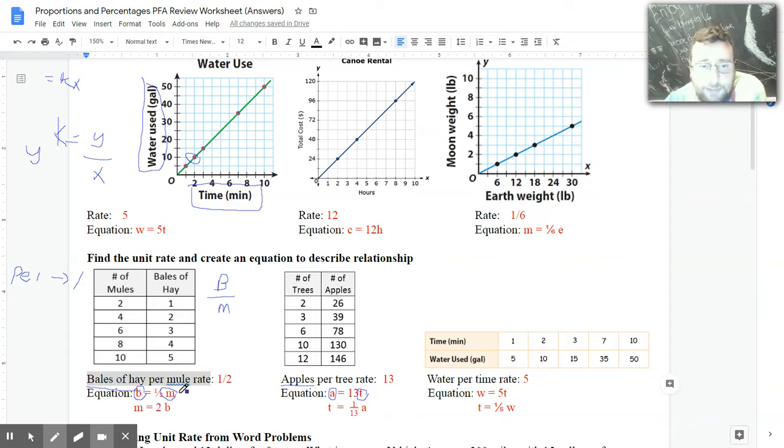Now, there is a second version of the equation that could work. And that's if you flip the variables and also invert the k. Because you could have done mules per hay, but then it would be 2 divided by 1, and you would get 2 as your k, but then the variables would also be in the other order because you would have put mules first.